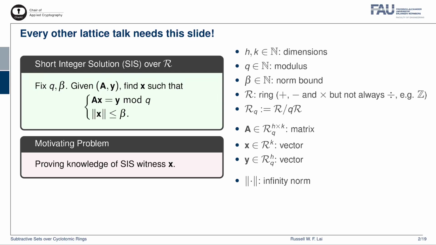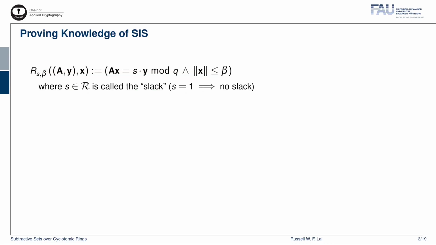The motivating problem of this work is that of proving the knowledge of an SIS witness x. To be more concrete, let me introduce this generalized SIS relation, which is parameterized by a ring element s, a norm-bound beta, and also the modulus q, which is omitted. The relation takes as input a statement which is specified by a matrix A and a vector y, and also another vector, a witness vector x, and checks if A times x equals s times y modulo q, and the norm of x is bounded by beta.